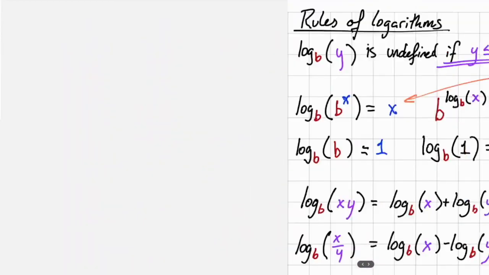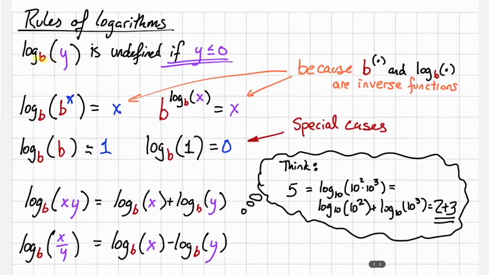And so that leads us to our first rule of logarithms, that log base b of y is undefined if y is less than or equal to 0. Because we know that the exponential function base b and the logarithm base b are inverse functions, we have that log base b of b to the x is equal to x, and we have that b to the log base b of x is equal to x.